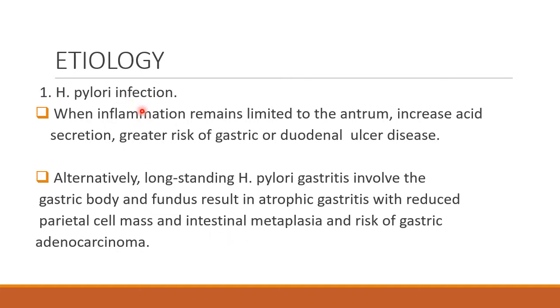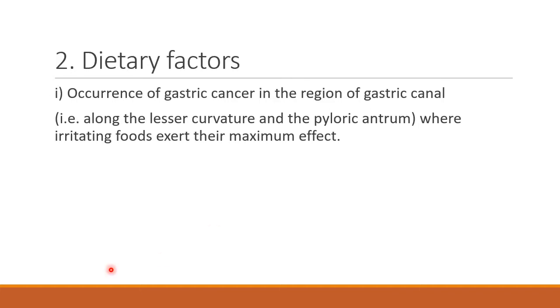So H. pylori infection is associated with both the things, peptic ulcer disease as well as gastric adenocarcinoma. But when it is chronic, it will lead to a high risk of gastric adenocarcinoma. Second factor is the dietary factors. So the role of dietary factors in causation of gastric carcinoma is explained by the fact that gastric cancer mostly occurs in the region of the gastric canal, that is along the lesser curvature and pyloric antrum, where the irritating foods exert their maximum effect.